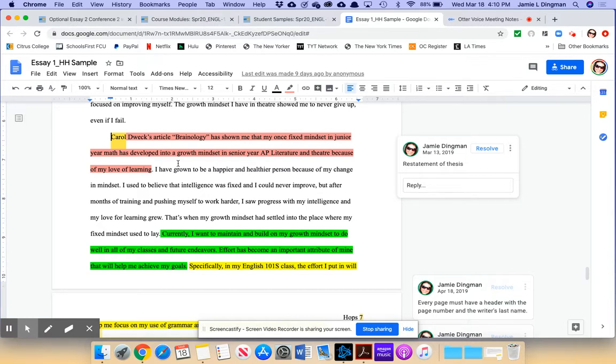So we have her thesis statement here, restated. It's clear, and it connects back to her original thesis statement.